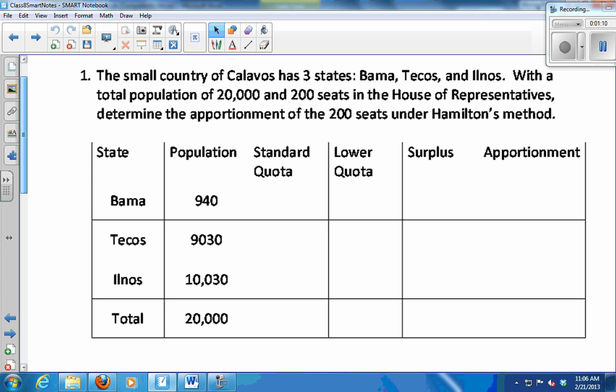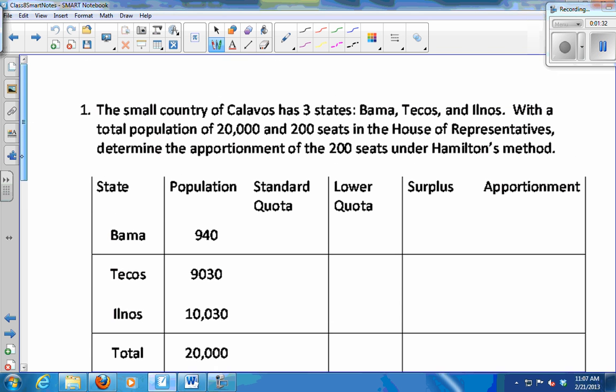So in your groups, try to remember what we learned last class. Good. Seems that you don't remember. Okay. So there are 20,000 people and 200 seats, right? So how many people per seat? 100. You do 20,000 divided by 200.